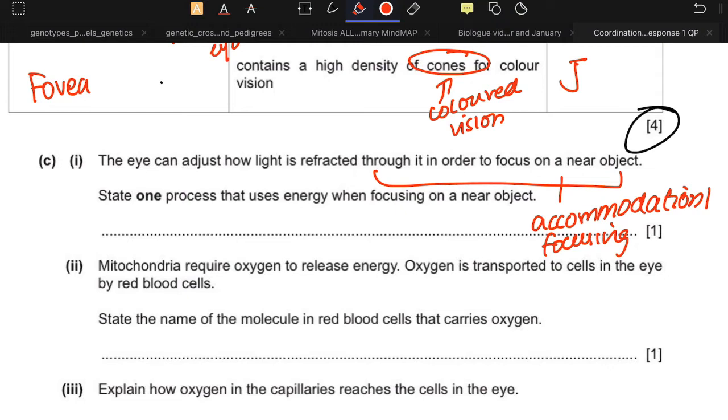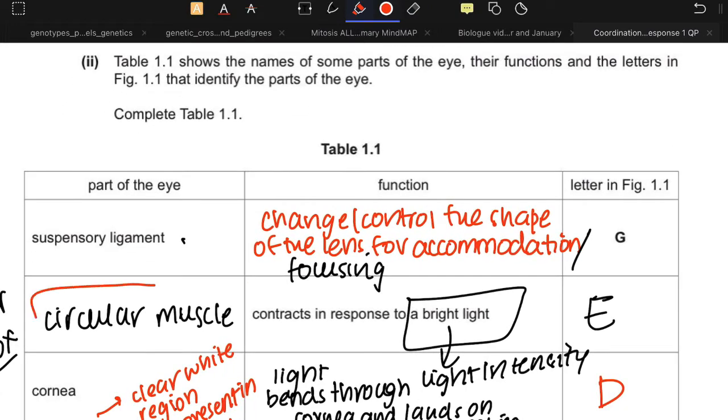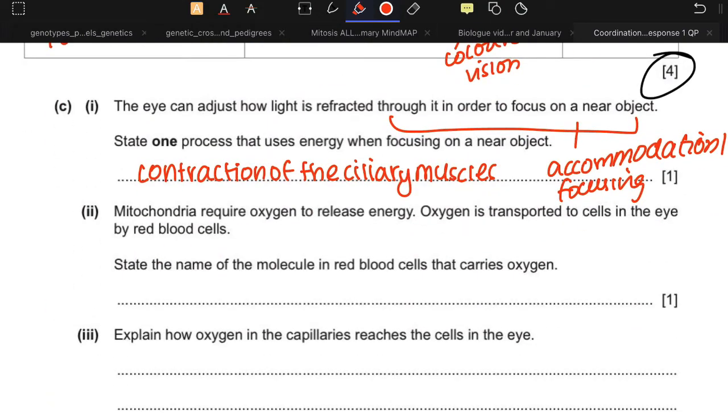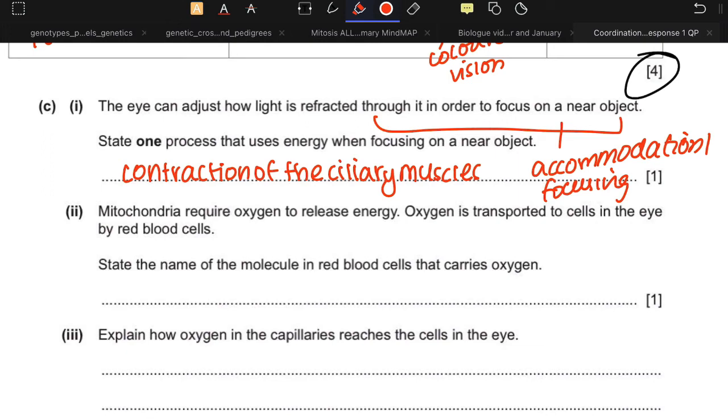So you cannot write accommodation or focusing as the answer, because the question itself gives you a direct answer that the eye can adjust how the light is refracted. This itself is called accommodation. So one process in accommodation that uses energy is the contraction of the ciliary muscles. Remember, circular muscles are used for light intensity control. Ciliary muscles in the ciliary body are used for accommodation or focusing. That's very important. A lot of students make mistakes in this.